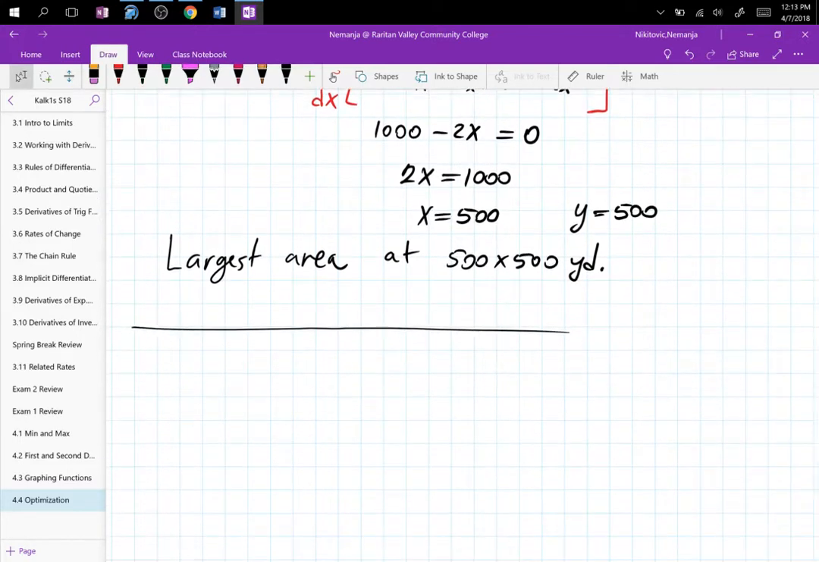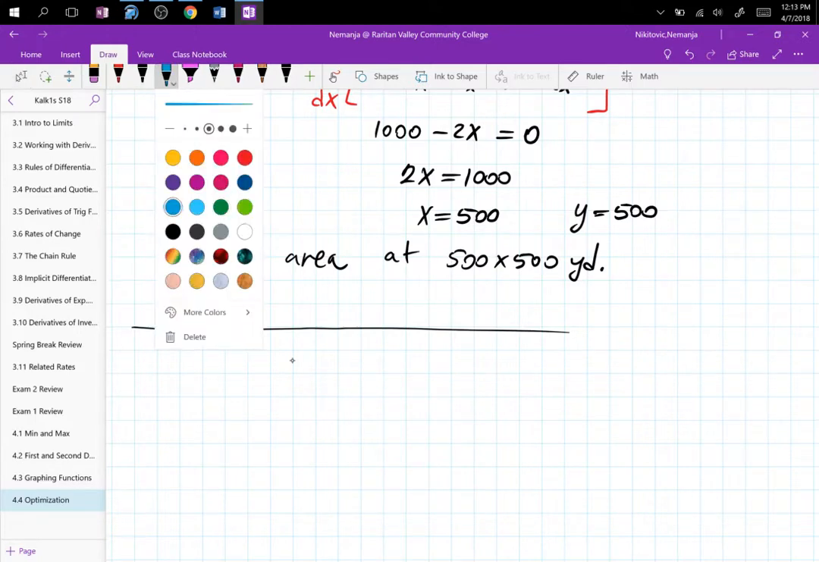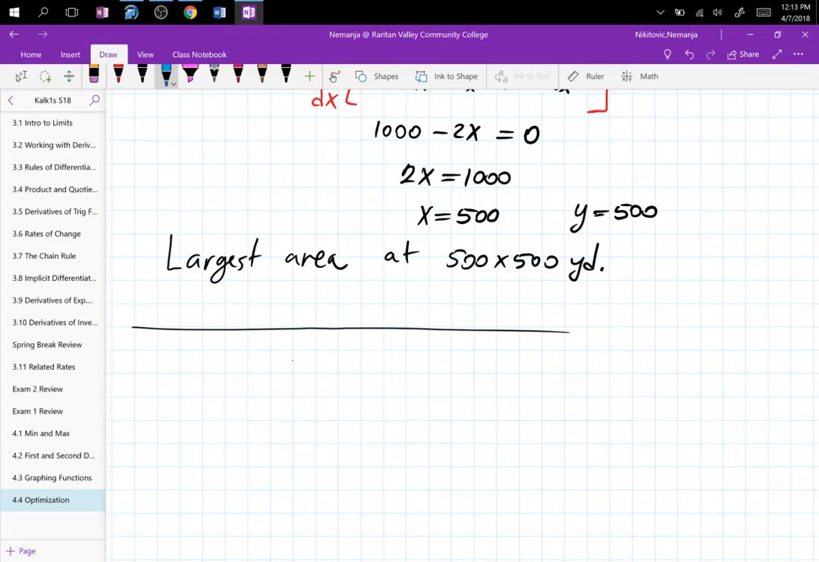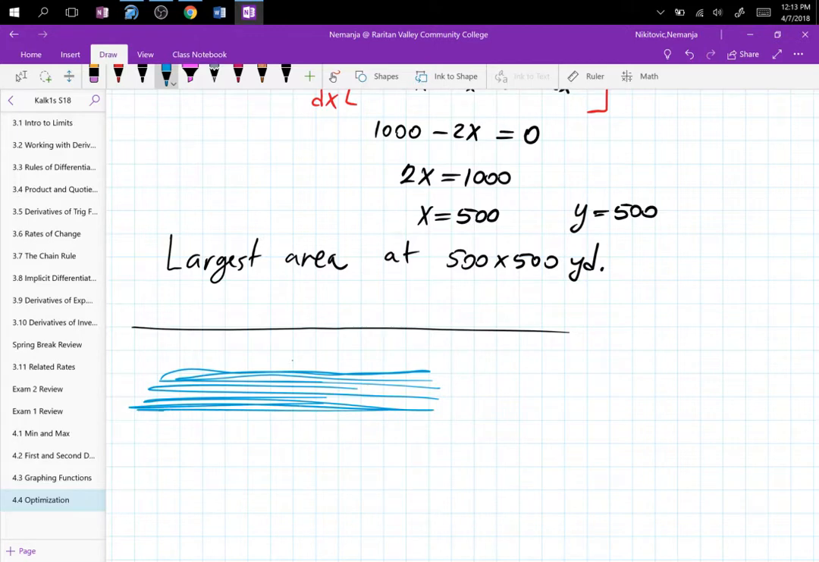Let's make stuff more interesting. This rectangular plot is now going to be adjacent to a river, which means that one side doesn't have to be fenced. All right? So here's the river. If I put some salmon in it, then it makes, right? Salmon is red, so there you go.